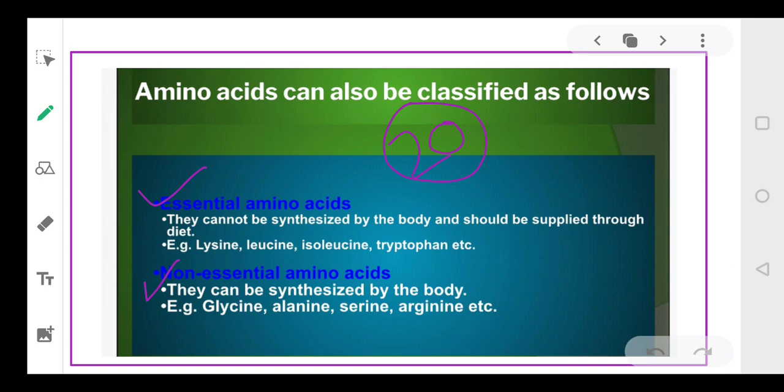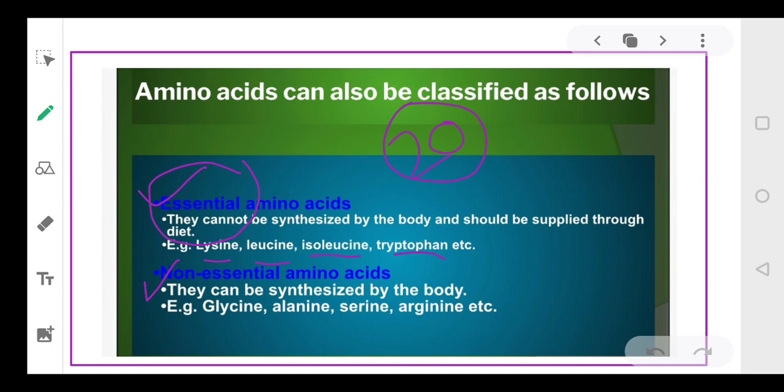Essential wo amino acids hai jinhe hame bahar se khana important hai. Means ye wo amino acids hai jo hamari body mein nahi banaye ja sakte. They have to be taken from outside. Ye hame bahar se lene hai diet ke through. So that is your lysine, leucine, isoleucine, tryptophan. These are a few examples. So essential amino acids are the ones that have to be taken from outside. Our body cannot prepare them.